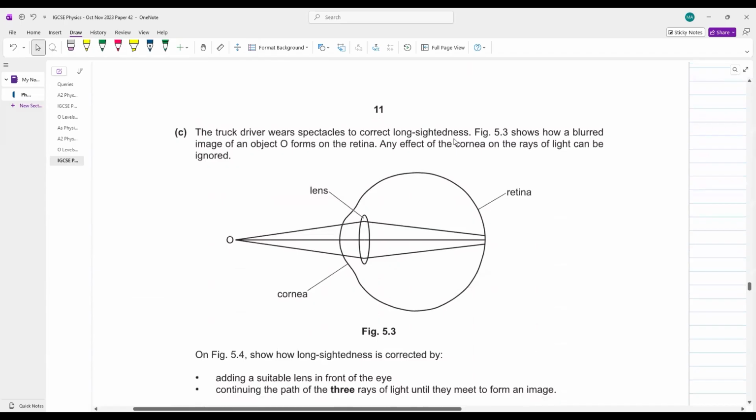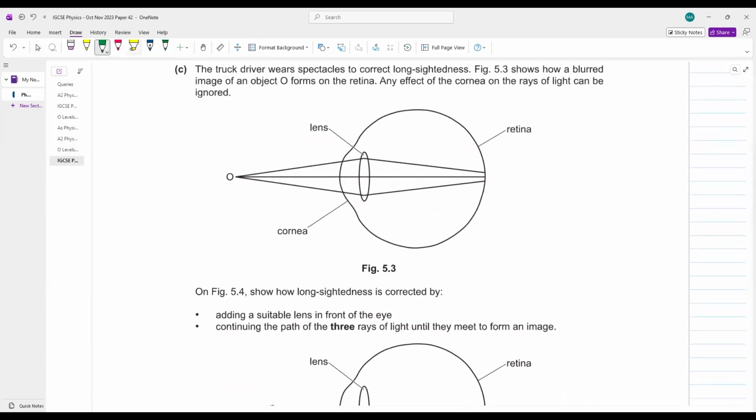Okay. The truck driver wears spectacles to correct long sightedness. Do you remember what used to happen in long sightedness? Can't see nearby objects clearly. Beta, what happened in long sightedness? Nearby objects were not visible properly.